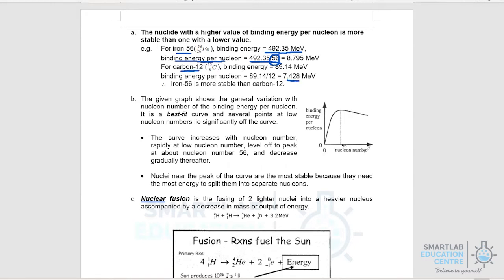And if we were to plot the graph of the nuclear binding energy per nucleon versus the nucleon number, this is the graph that you get. It is clear from the graph that iron has the maximum nuclear binding energy per nucleon, which means that iron-56 is the most stable nuclide as compared to other nuclides.